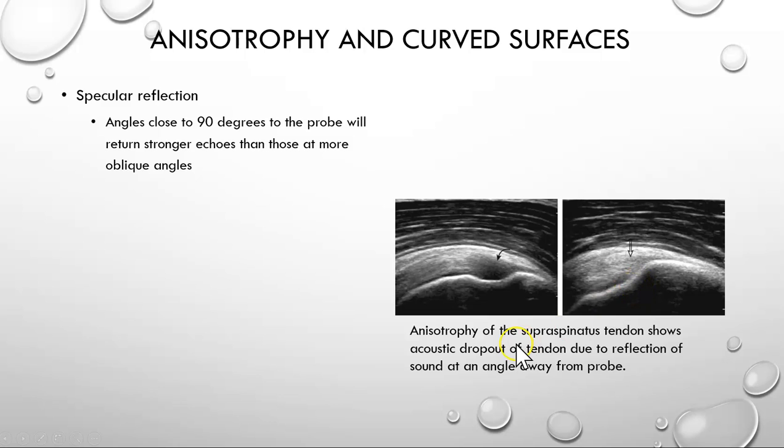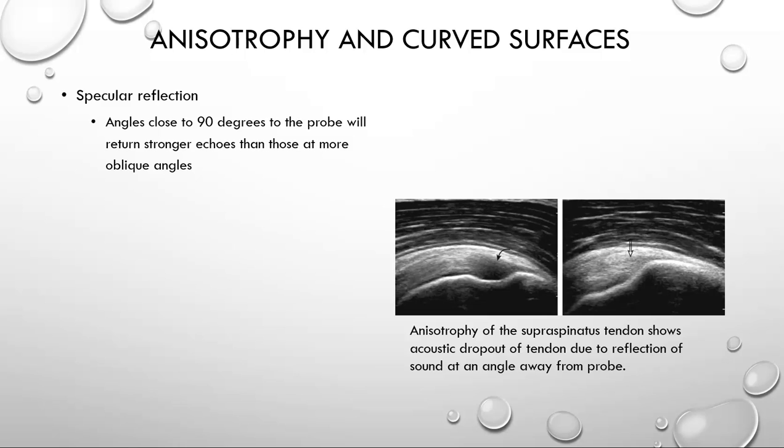Anisotropy causes its own type of artifact. Anisotropy literally means not isotropic. Isotropic means the same from all sides. So anisotropy means it's different from different angles. Specular reflectors, such as tendons and nerves, are very anisotropic reflectors. If you're close to 90 degrees, the probe will return stronger signals than if you are at oblique angles.